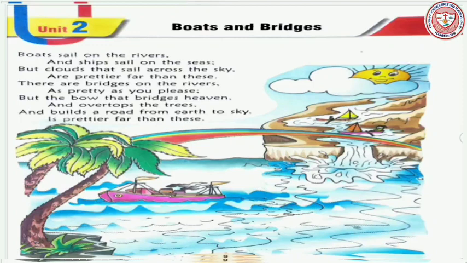It's a wonderful poem in which the poet Christina Rossetti conveys the idea that nature can inspire all of us. It's a poem about nature. Here, the poet compares the beauty of nature and man-made beauty. She finds that beauty created by nature is prettier, is more beautiful than man-made beauty.